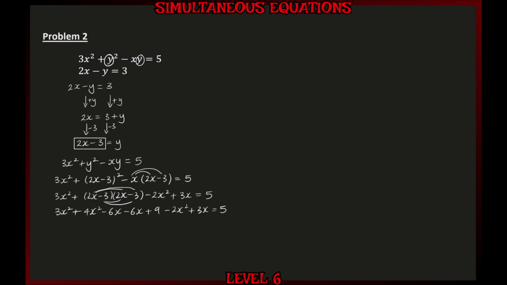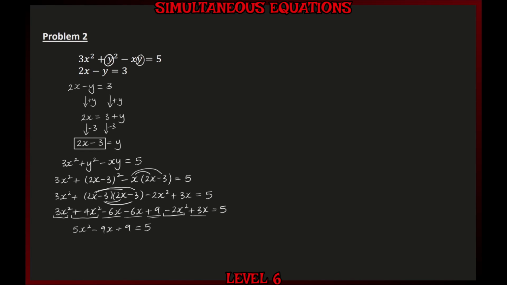Now on the left hand side, we can simplify by collecting together the like terms. So starting with the x squareds, we have 3x squared plus 4x squared, which is 7x squared, minus 2x squared. So this leaves us with 5x squared. Next we have minus 6x minus 6x, which is minus 12x, plus 3x gives us minus 9x. And finally we have a plus 9 that can just go on the end, and that's equal to 5.